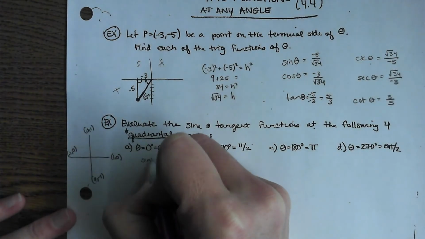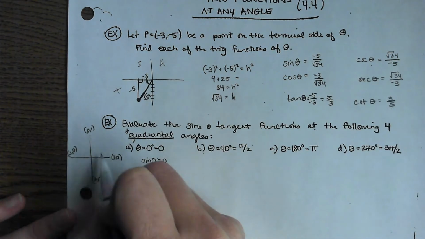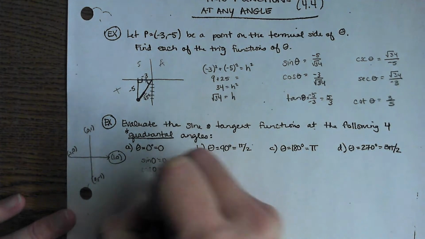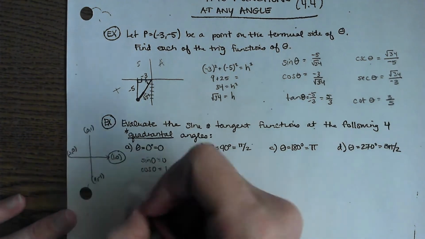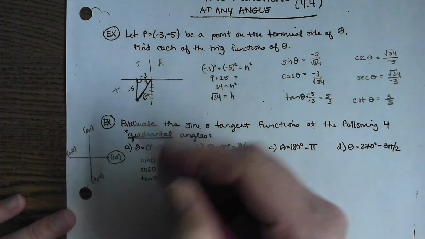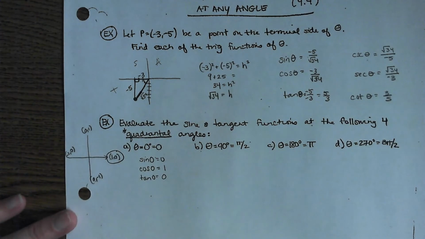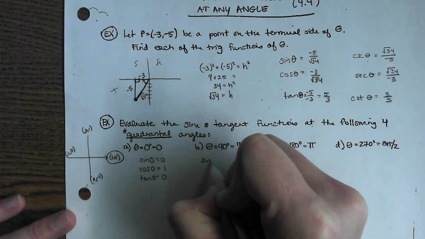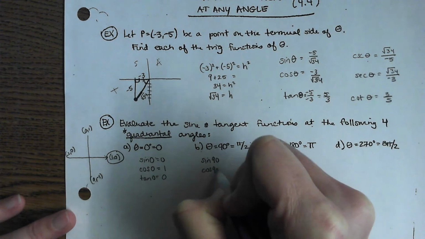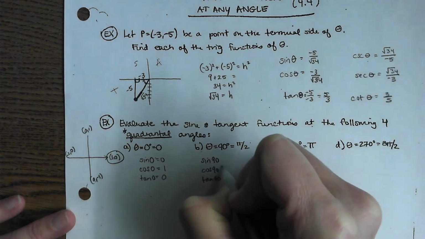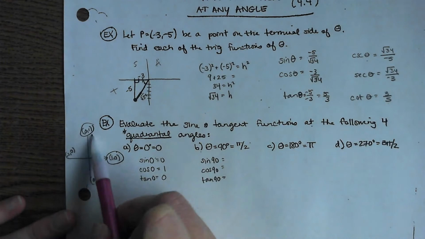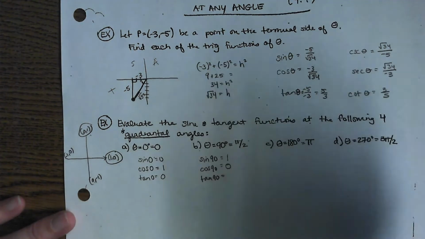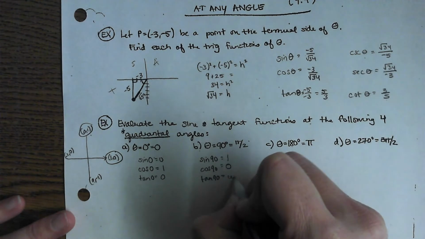So the sine of 0 is the y-coordinate 0, so that's this one we're focusing on. The cosine of 0 is the x-coordinate, so 1. And the tangent of 0 is y divided by x, which is 0. If we move on to B, 90 degrees is here. Sine is the y-coordinate 1, cosine is the x-coordinate 0, and tangent is 1 divided by 0, undefined.